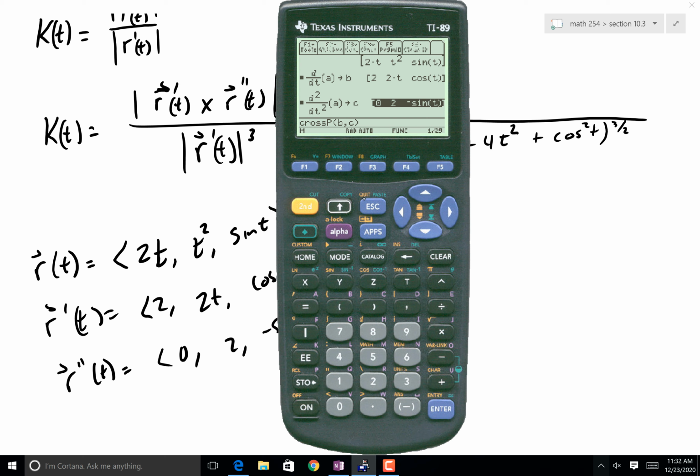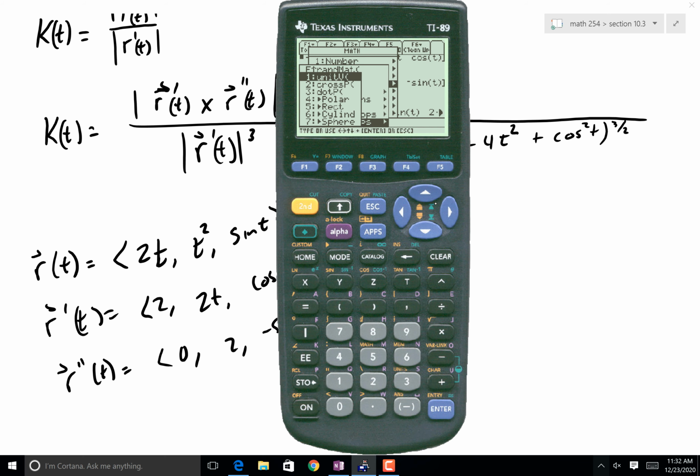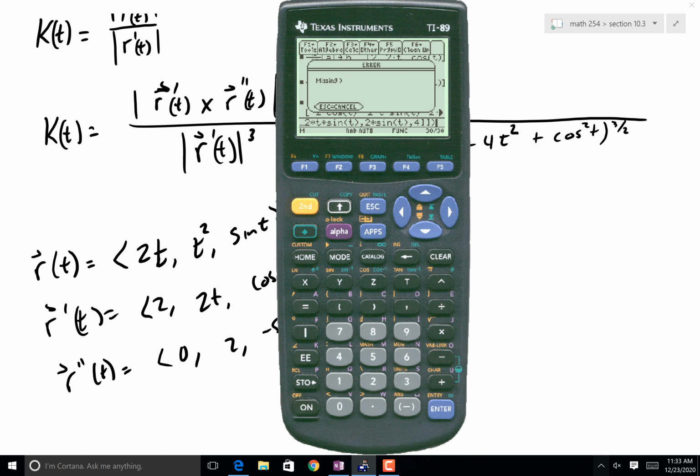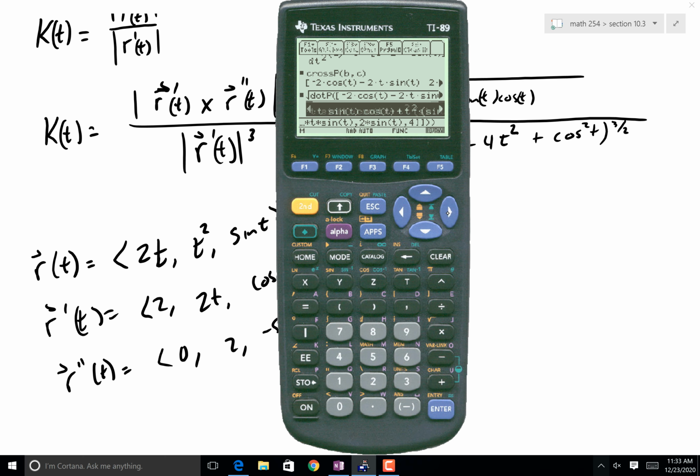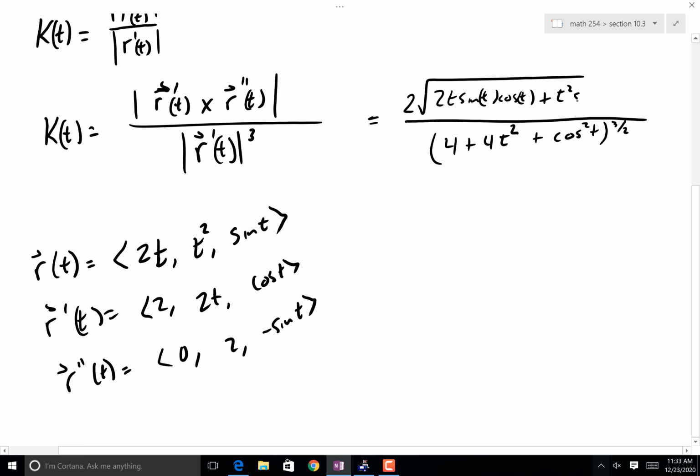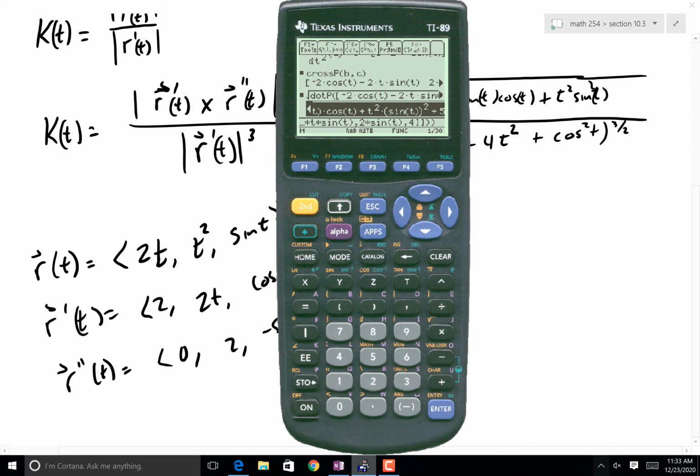So what I really need to do then is simply to take the square root of the dot product of this thing with itself, because by definition, that will be the numerator there. And you're like, oh, should I write all that down? Yes, I think you should. So it's going to be 2 times the square root of 2t sine t, 2t sine t cosine t, plus t squared sine squared, plus 5.